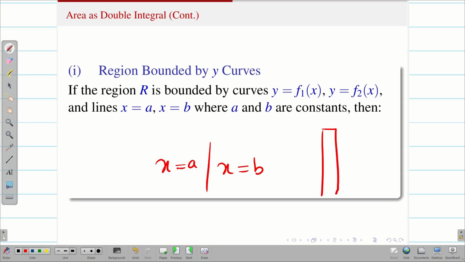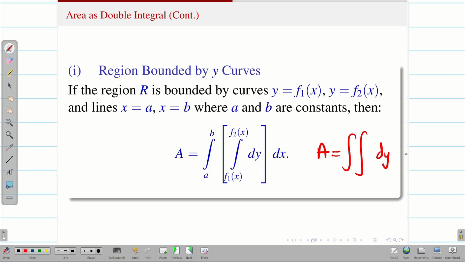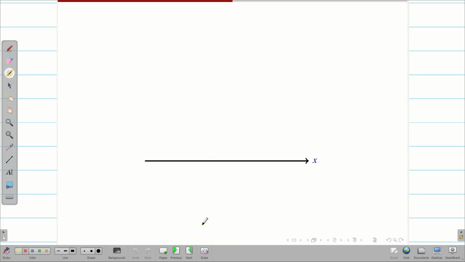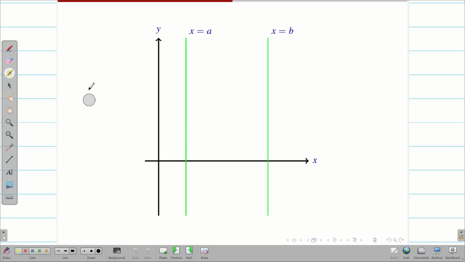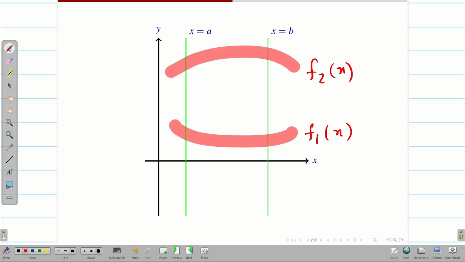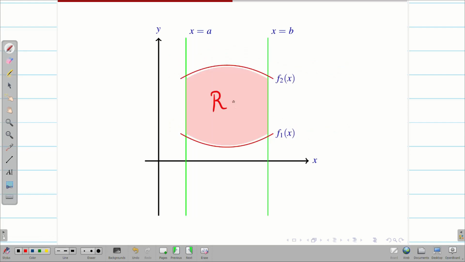I will use the vertical strip. Do you remember, students? It goes from bottom to top. For a region bounded by y curves, y is going to be variable, so dy dx. Let us have a quick recap of the basics. If I draw the lines x equal to a and x equal to b, then y equal to some f1 of x and f2 of x, the region bounded is going to be this region.